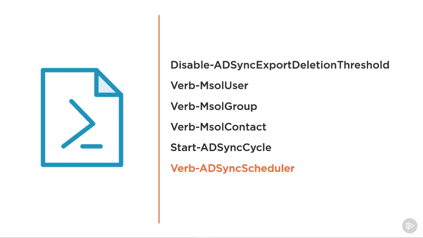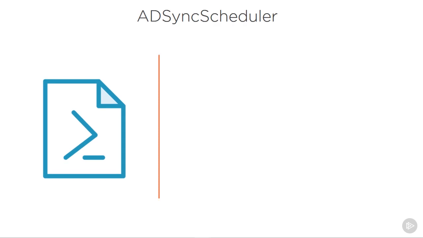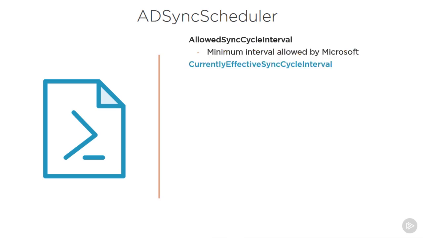We also have a verb-ADSyncScheduler, which allows me to retrieve information about the current sync schedule and modify some of the options associated with the synchronization. And when you execute a Get-ADSyncScheduler, you're going to see a few items like this. The AllowedSyncCycleInterval, which is the minimum interval allowed by Microsoft. Right now, that's 30 minutes. So I can modify how often the synchronization occurs, but I can't go less than 30 minutes. I can go higher, but I can't go lower.